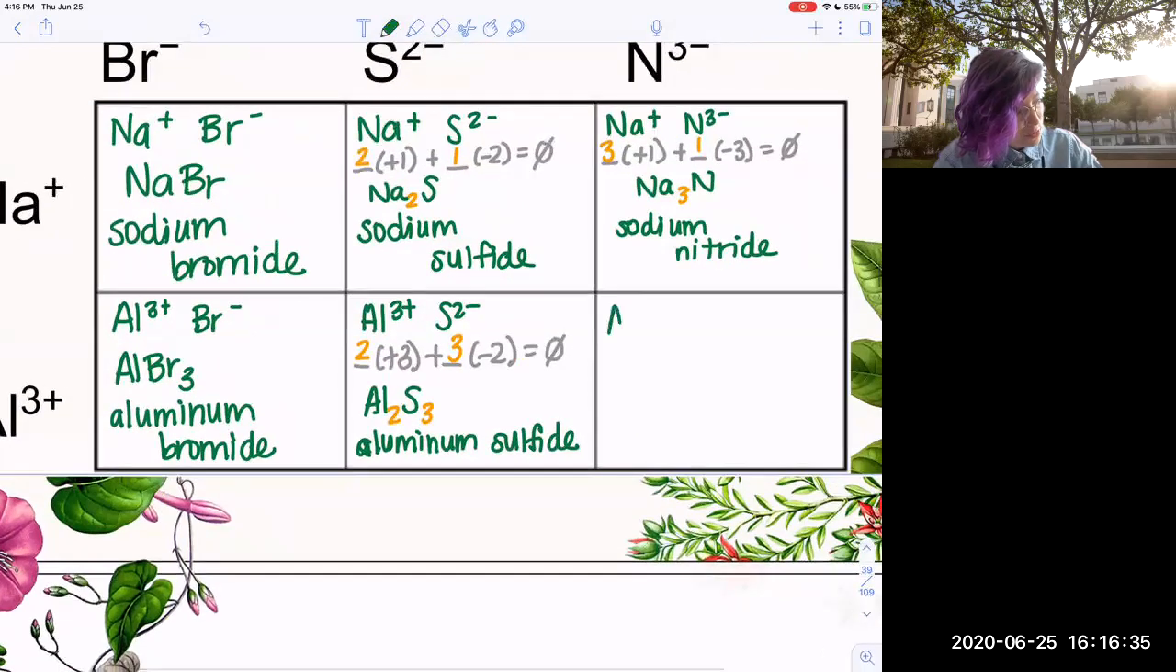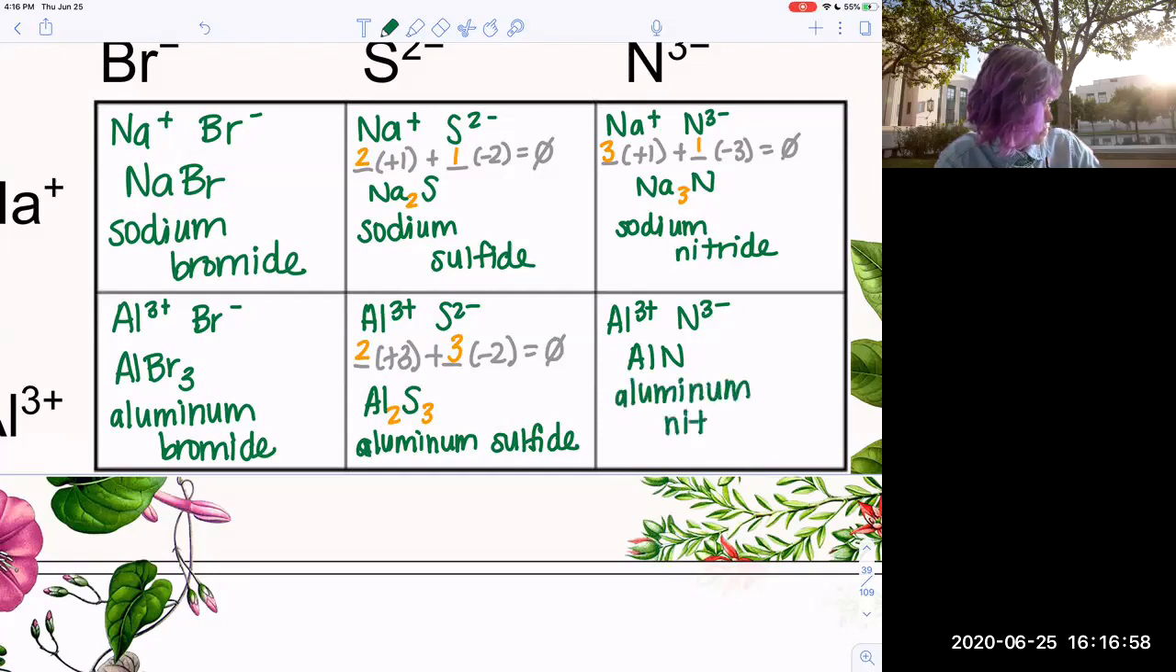And then my last one is also an easy one. They're both the same charge, absolute value-wise, so I just need 1 of each, AlN, 1 of each. Now if you crisscross this, you get Al3N3. You can't leave it like that because it's not the lowest whole number ratio, so you have to make sure that you balance it, reduce it down. Aluminum nitride.